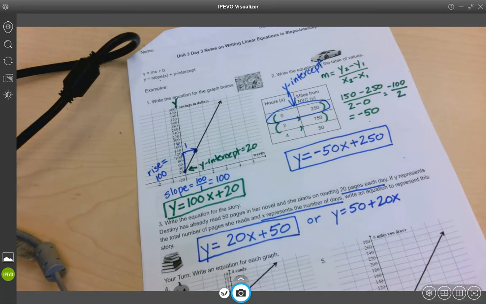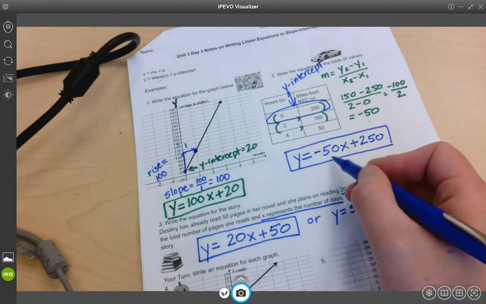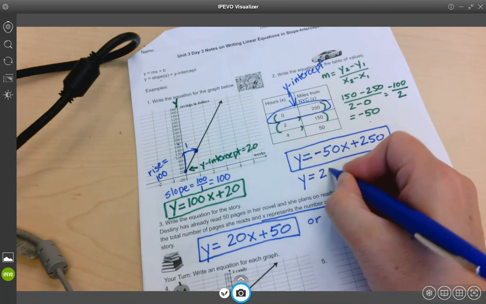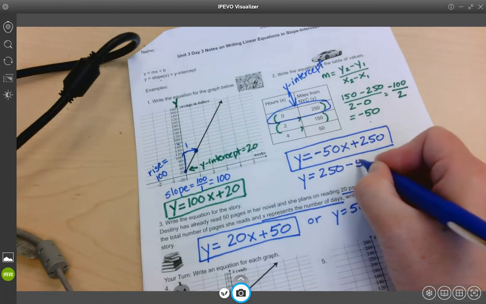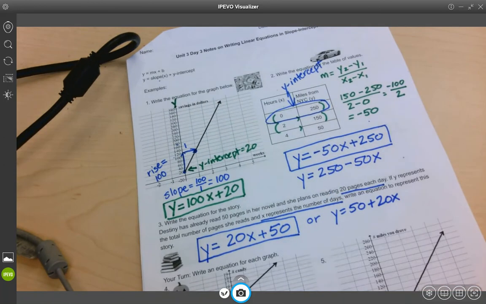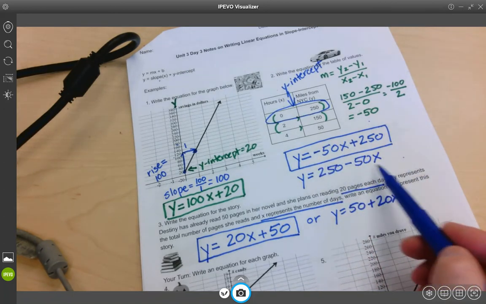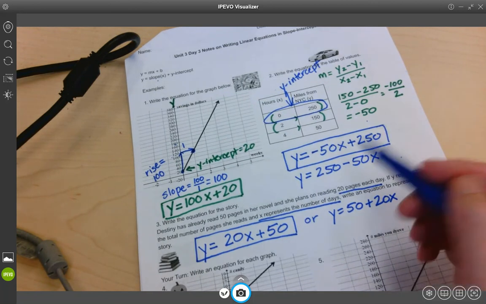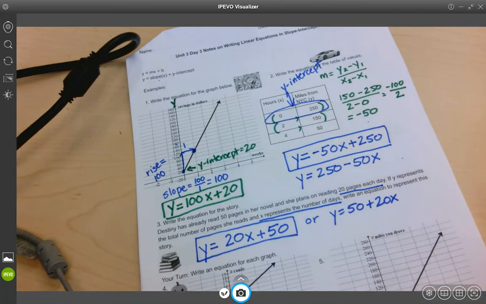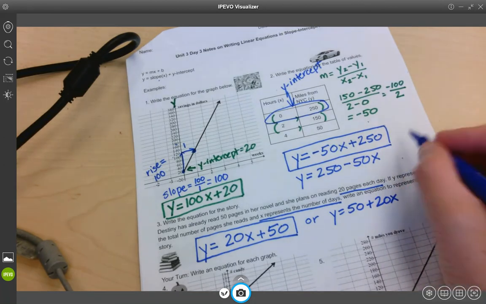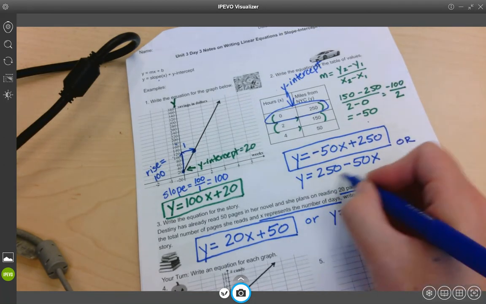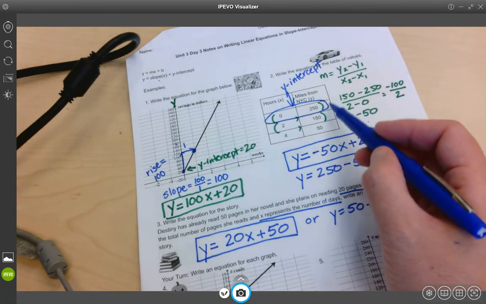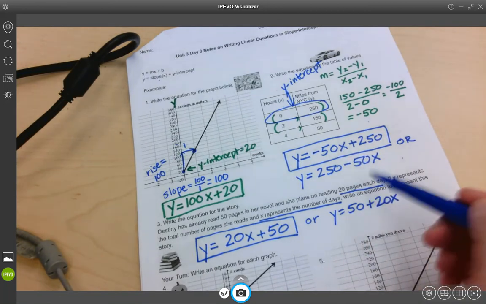All right. And then Brian showed me an equation that he wrote for this one. That equation was y equals 250 minus 50x. Do they both have a negative 50x in them? Both equations? Yeah, they do. Do they both have a positive 250 in them? Mm-hmm. So they're both good. This one made more sense to him because you were starting with 250 and we were going down 50 every hour. They're both good though.